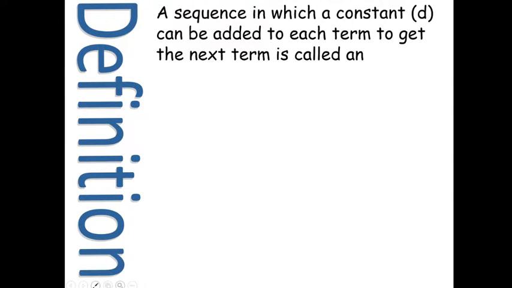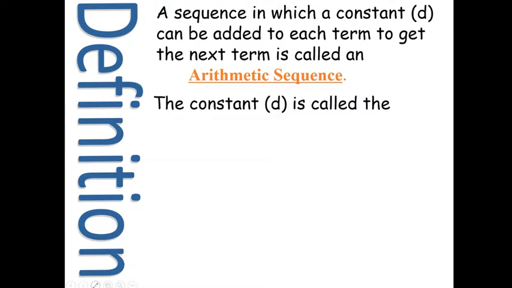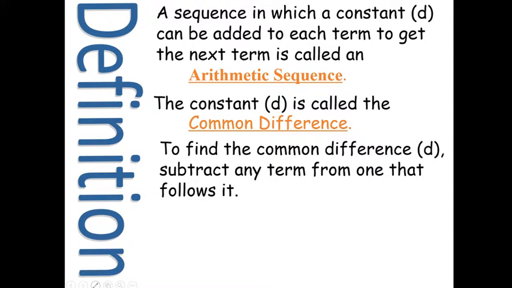So this is the definition of an arithmetic sequence. It's a sequence in which a constant d can be added to each term to get the next term. The constant d is called the common difference. To find the common difference, you will have to subtract any term from the one that follows it.